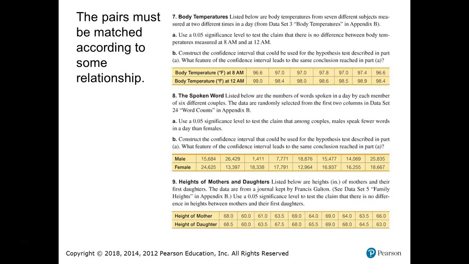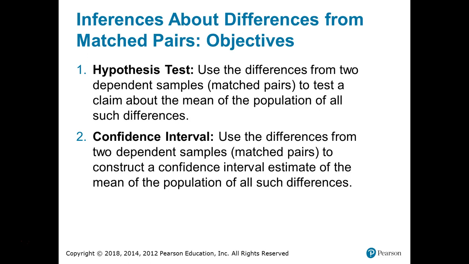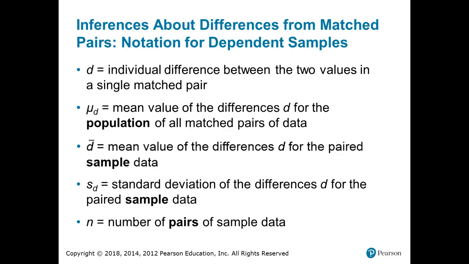Another example is a very random topic, but the number of words spoken in a day by each member of 6 different couples. And then the heights of mothers and daughters. Each one of these is a pair, and since the height of a daughter is going to be related to the height of the mother, they are not independent, they are dependent samples. Once again, we're going to be doing a hypothesis test and a confidence interval.